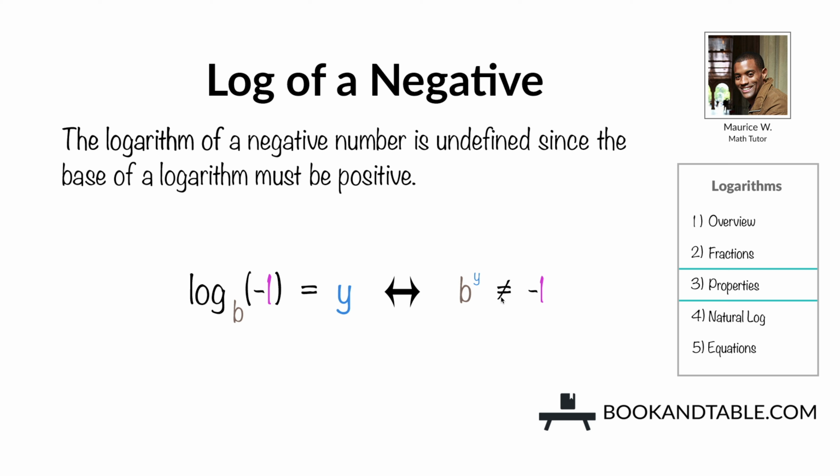And this is not true because if b is positive, there's nothing we can raise it to that will allow it to then become negative. If our base were 1, there's nothing we can raise 1 to that would make it negative. If our base were 2, there's no value we can raise it to that would make it negative. So throughout this chapter, you'll notice that we will not be taking the logarithm of a negative value, and this is why.